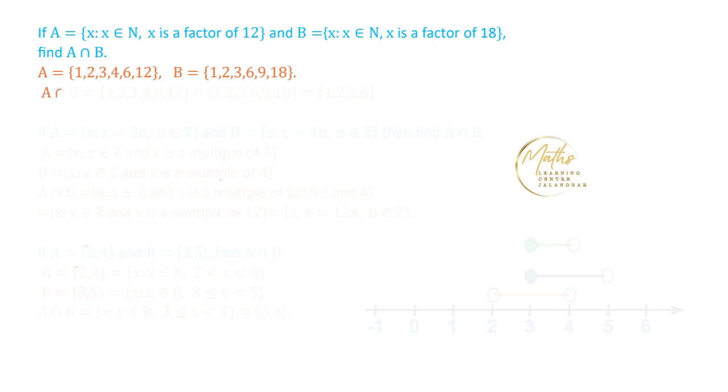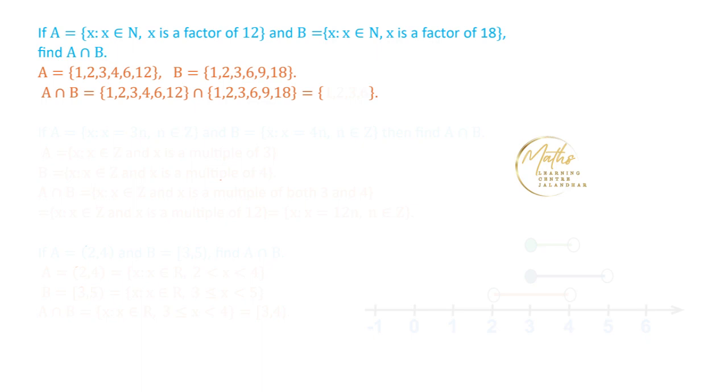So A intersection B, it is a set, so we put these brackets and we are saying that we are talking about the common elements between the two sets. So we are talking about the intersection of these two sets. So we are putting these brackets over here.